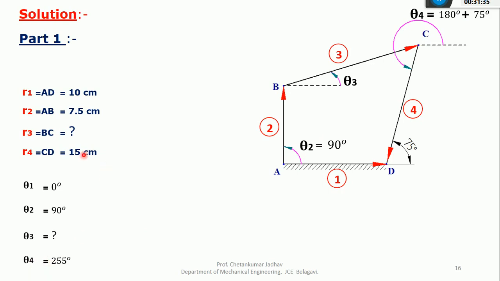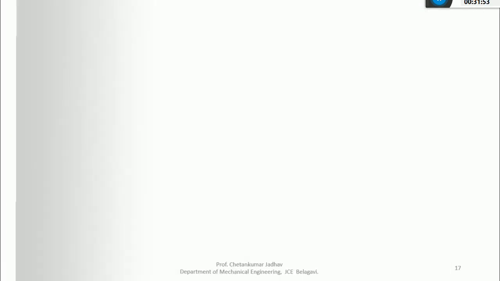So the only unknown things are with respect to the third kinematic link, that is R3. The length is unknown, and the angle is also unknown. So this is the first step. Before you write the loop closure equation, you have to note down the magnitudes as well as the angles. After that, the next step is the same, correct? I've taken the same figure.